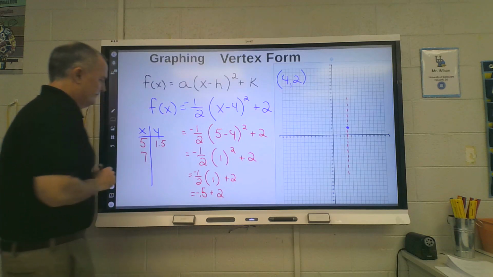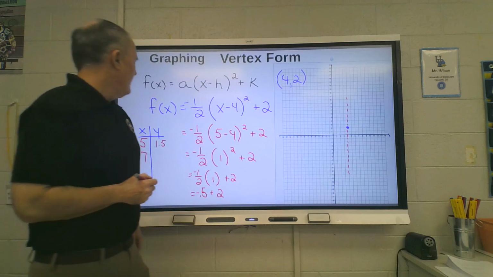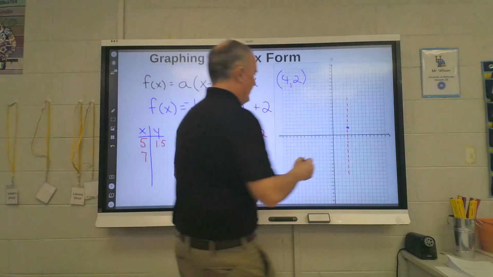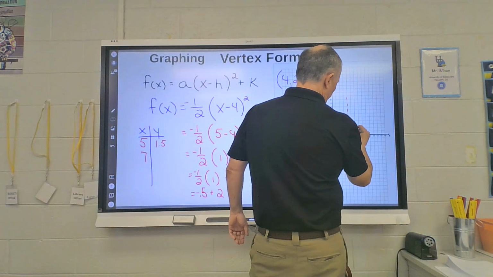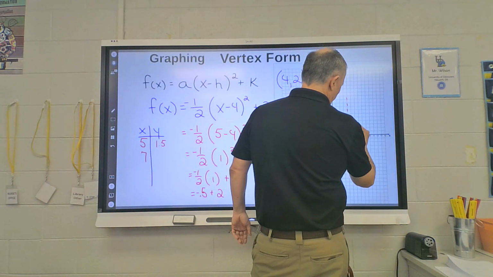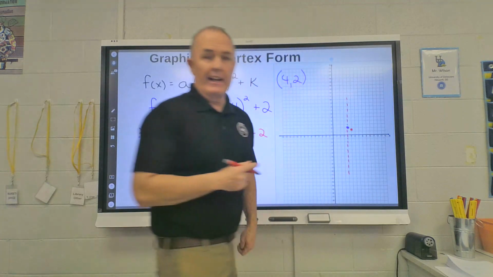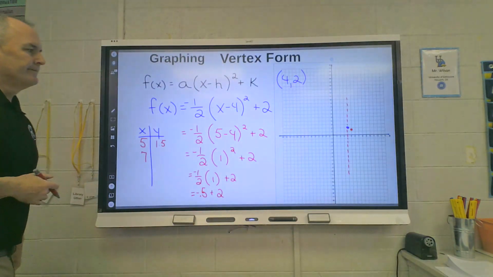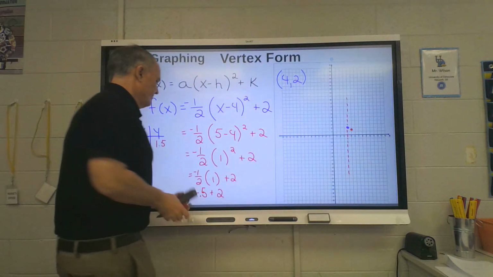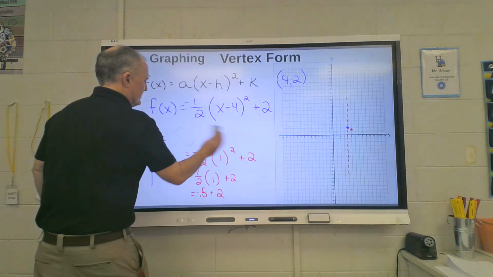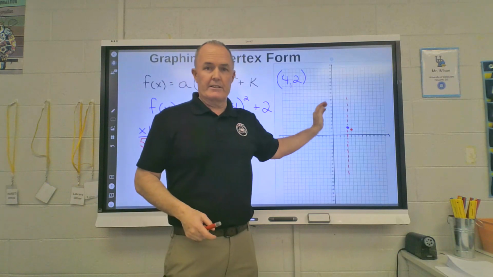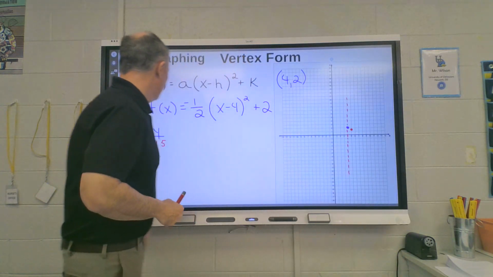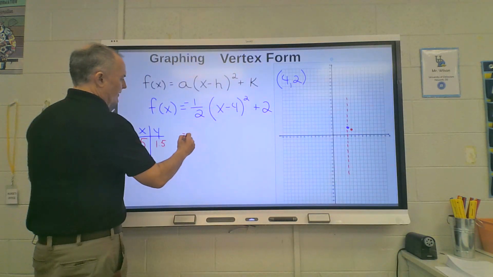Now we can plot that point. Over 5, positive 1.5, is going to be right there. Now it's kind of in the middle. All right, let's do the other one. Let's do 7. Notice it's down below the vertex because it's going to go down.